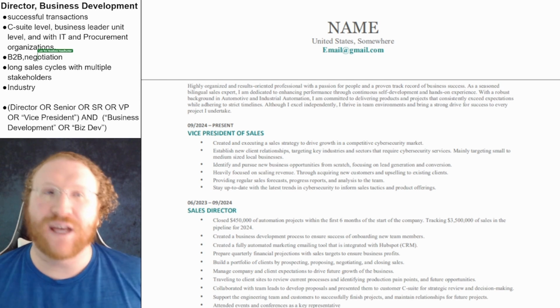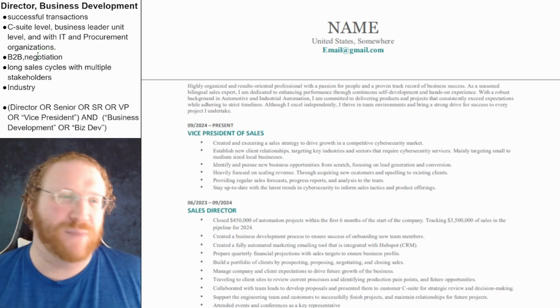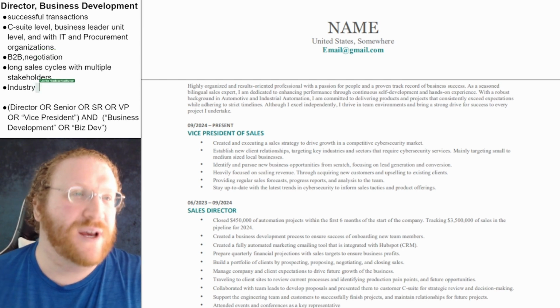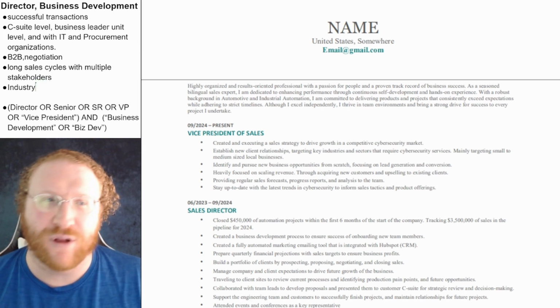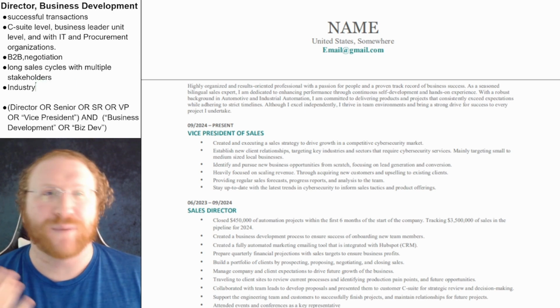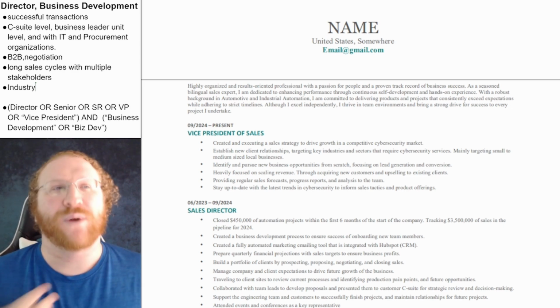So I don't want to just see the keywords. This is qualification based. I don't want to just see the keyword industry. I want to know what industry you are. I want to see that you've done long sales with multiple stakeholders. You've done B2B. You've negotiated from C-suite level to business leader level with IT and procurement.